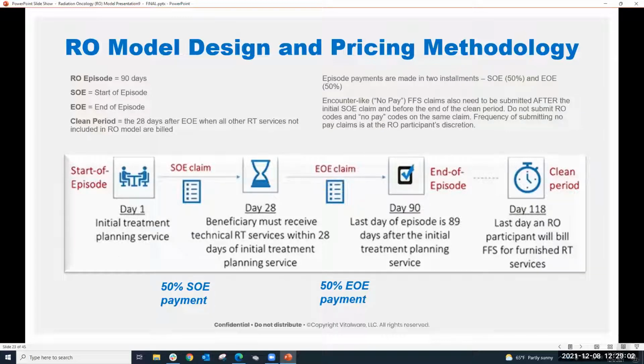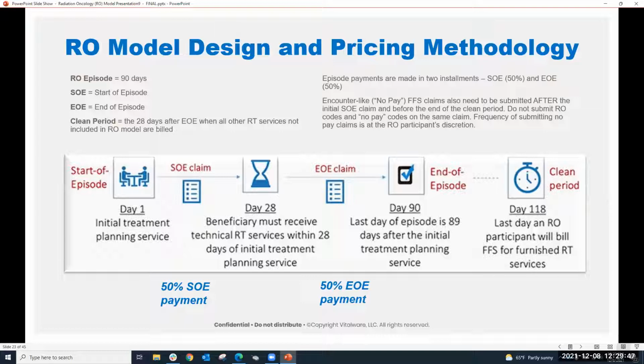So again, the RO episode is 90 days. SOE is your start of episode. EOE is your end of episode. Your episode payments are made in 2 installments: 50% at the start, 50% at the end. You will also have to submit encounter-like no-pay fee-for-service claims that need to be submitted after your initial SOE claim is submitted, and then before the end of the clean period, which is the 28 days after your end of episode, when all of the radiation therapy services not included in the RO model are billed. So basically, let's just go through this chart.